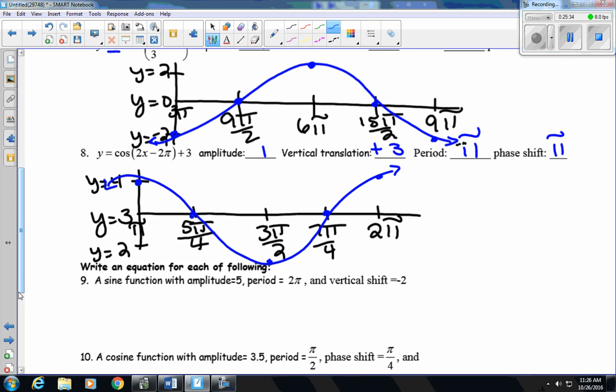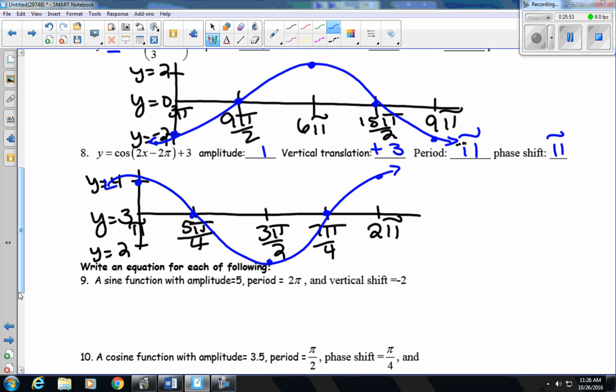All right, before we move on to the last two, are there any questions on how to graph? I don't know how to do the period questions. I don't understand the phase shift, anything like that at all before we move on. Because you really have to understand that before you can do the last two.